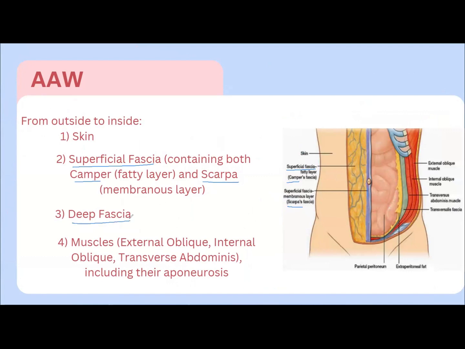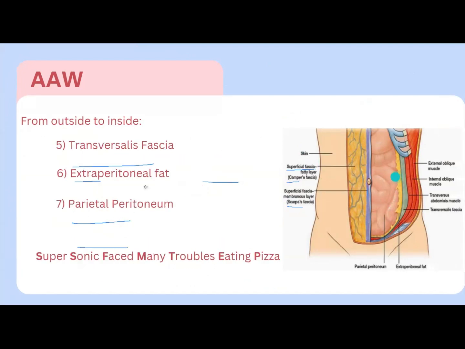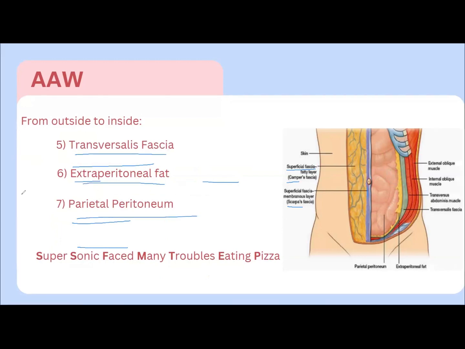After that, we have the deep fascia, then the muscles, the external oblique, internal oblique, and transverse abdominis, and their aponeuroses. Then we have the transversalis fascia, extraperitoneal fat, parietal peritoneum. A mnemonic for you to memorize is supersonic faced many troubles eating pizza. Okay? This is a nice mnemonic for you to memorize all of the anterior abdominal wall layers from outside to inside.